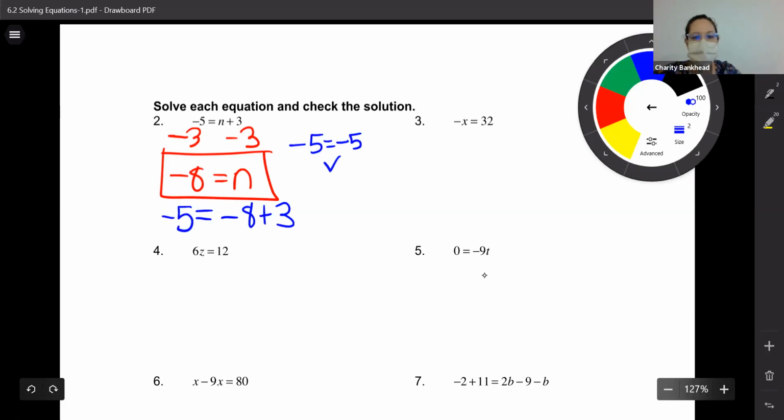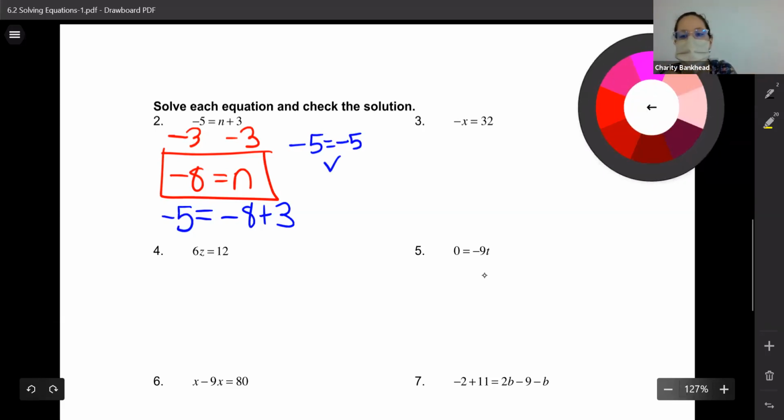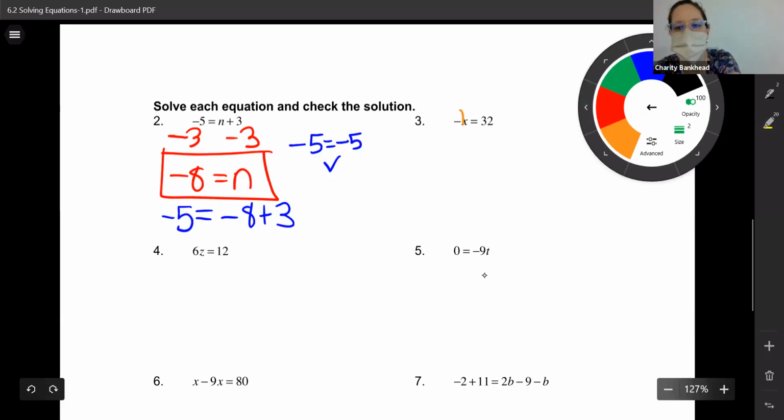Number 3, negative x equals 32. Negative x is the same thing as negative 1x, like there's an invisible 1 there. So let's divide both sides by negative 1, because negative 1x means negative 1 times x. The opposite of multiplying by negative 1 is dividing by negative 1. That gives me x equals negative 32.